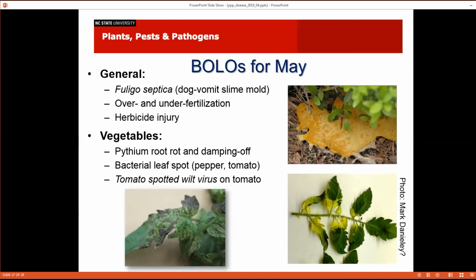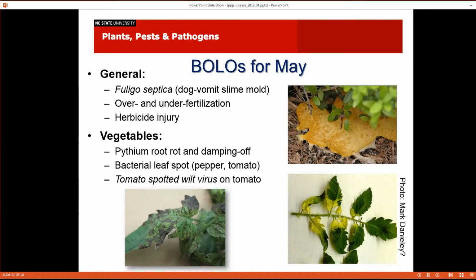Moving then into our Be on the Lookouts for May. I was surprised, actually a couple of weeks ago now already, I saw my first Fuligo septica fruiting body in a landscape bed at church. And I thought, well, it's kind of early, cool weather yet, but there it was. At least it looked like it. Here's a picture from earlier here on campus of an early stage of the development in the upper right.